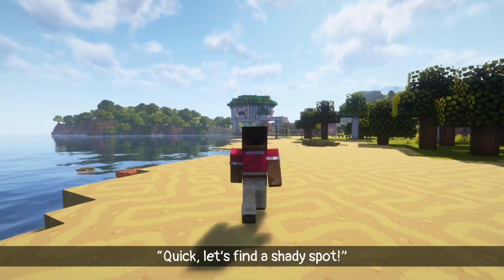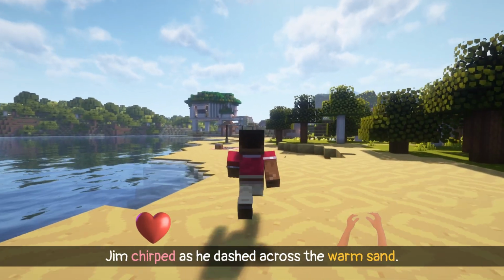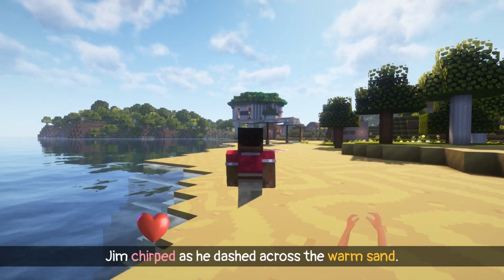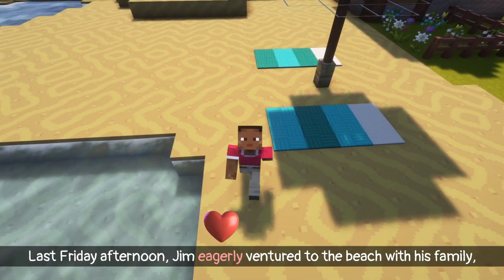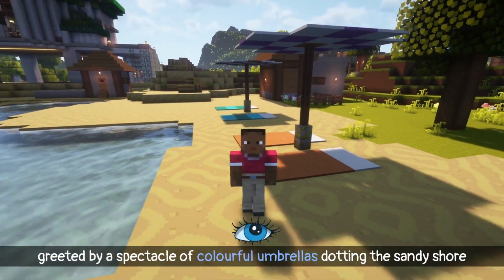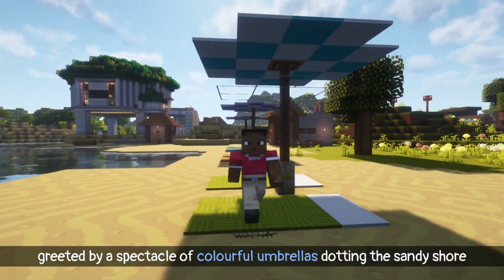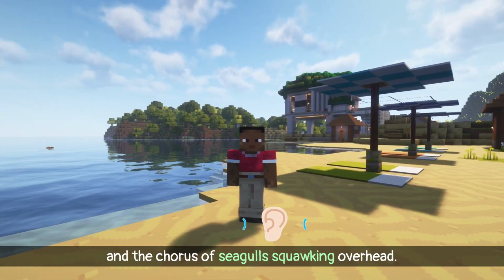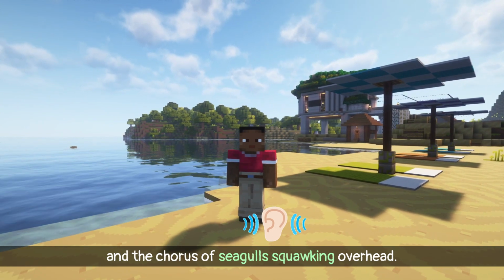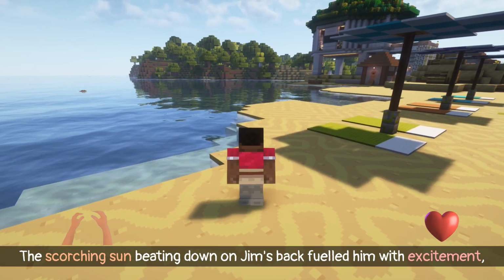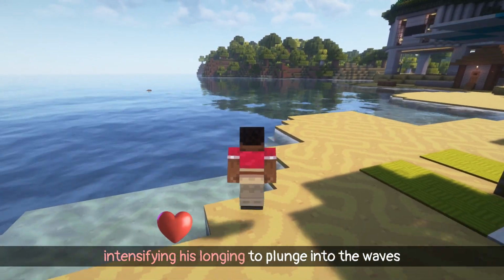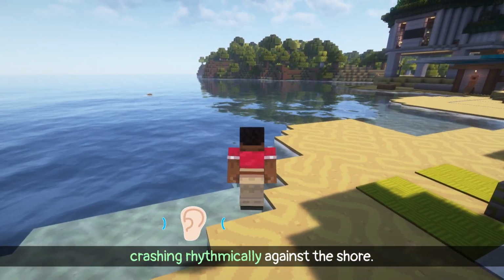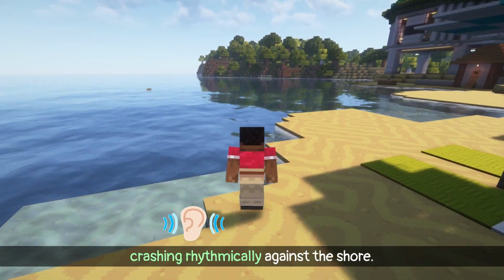Quick, let's find a shady spot, Jim chirped as he dashed across the warm sand. Last Friday afternoon, Jim eagerly ventured to the beach with his family, greeted by a spectacle of colourful umbrellas dotting the sandy shore and the chorus of seagulls squawking overhead. The scorching sun beating down on Jim's back filled him with excitement, intensifying his longing to plunge into the waves crashing rhythmically against the shore.